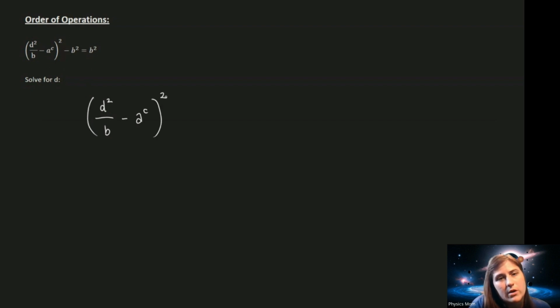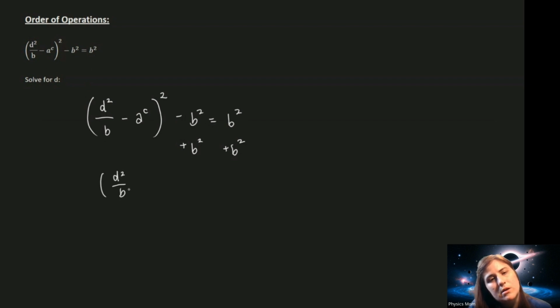All of that is squared minus b squared equals b squared. And what I do to one side of the equation, it's okay, so long as I do it to the other side as well. It's still an equation. So I have to add b squared to both sides. I'm left with d squared minus b minus ac squared is equal to, I can add like terms to like, so b squared plus b squared becomes 2b squared.